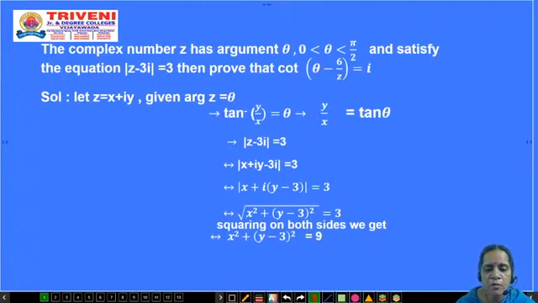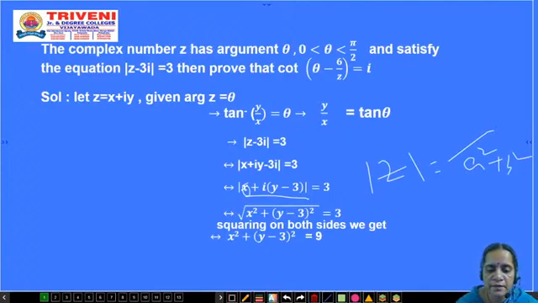Then take the common of i here. x plus i into y minus 3 is equal to 3. Squaring on both sides. Here we have to write mod z. Mod z means the formula is square root of a square plus b square. Here the value of a is x, that's why we are writing x square, and the value of b is y minus 3. Instead of b square we have to write y minus 3 whole square is equal to 3.